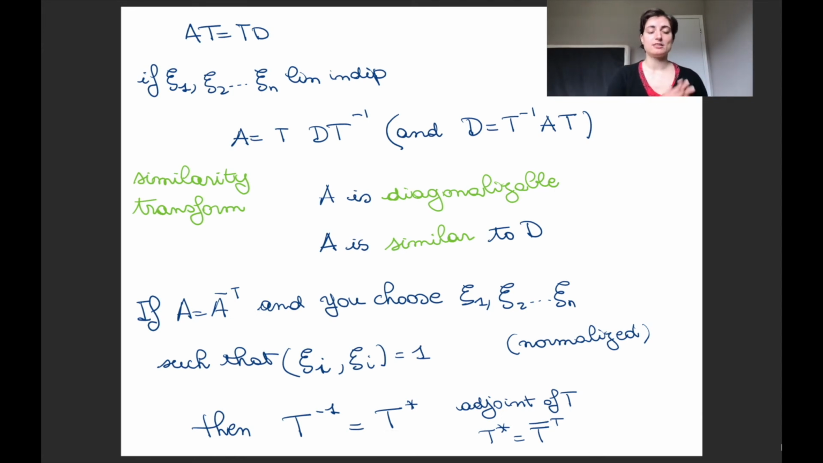On top of this, if A has a specific form, that is A is equal to the transpose of the conjugate of A, we say that A is Hermitian. In this case, you choose the eigenvectors such that the product between one eigenvector and itself is equal to 1. We say that these are normalized eigenvectors. Then the inverse of T is trivial, it is the adjoint of T, that is the transpose of the conjugate. So if A is equal to the transpose of the conjugate of A, and we choose normalized eigenvectors, then the inverse of T is the transpose of the conjugate of T.